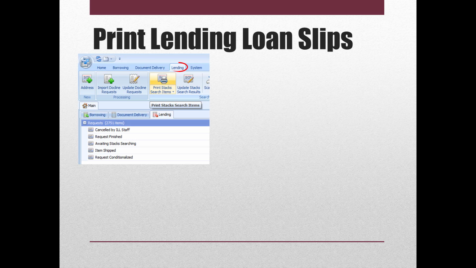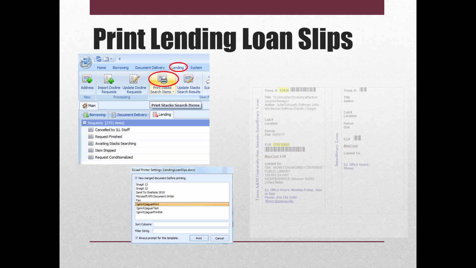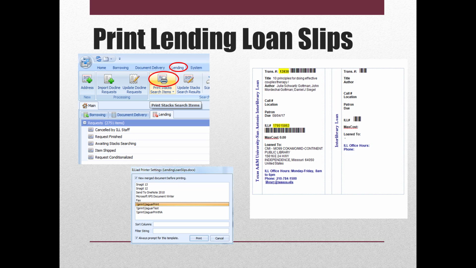Click on the Lending tab at the very top of the screen, and then click on the top half of the Print Stack Search Items button, and you will be prompted to print the lending loan slips. Click Print and the Lending Loan Slips Word document will open on your taskbar.